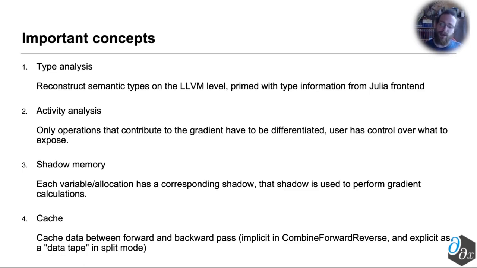Lastly, there's also a cache. So Enzyme can operate in two different modes. One of them is a combined forward and reverse pass, where we run both the forward code and the reverse code in one function, and as your output, you receive both the result of the forward and the reverse pass. But you can also do a split mode. And so you can have an augmented forward pass where Enzyme will insert additional code that will maintain a cache and carry data between the forward and the backward pass. And then that cache will be used by the backward pass to calculate the gradient.